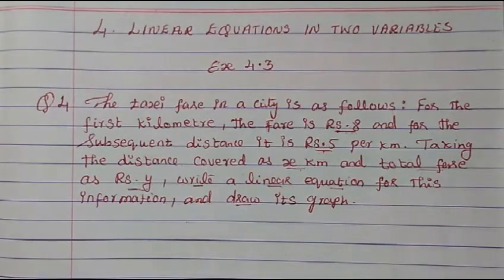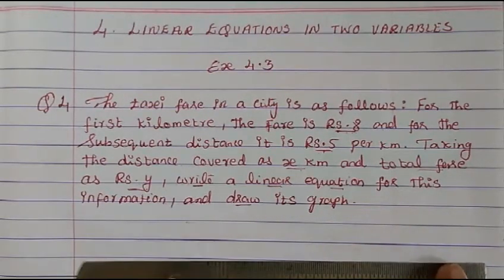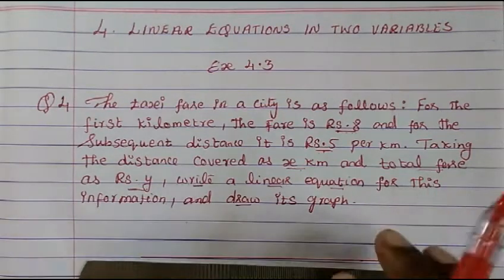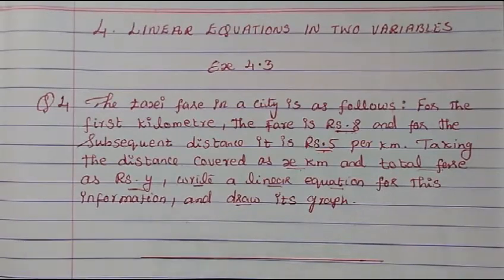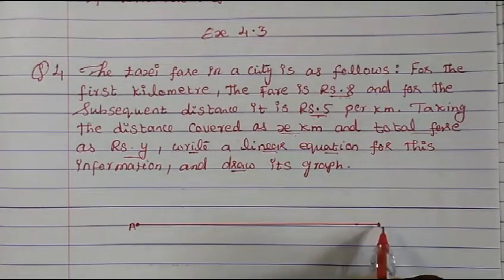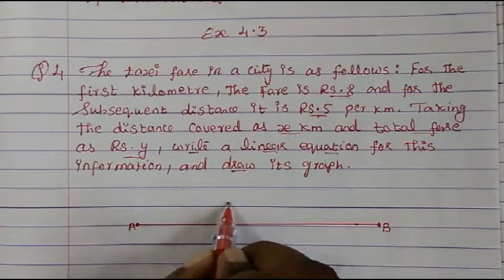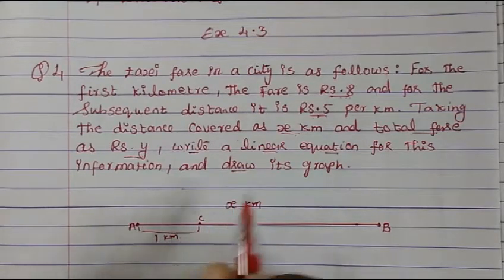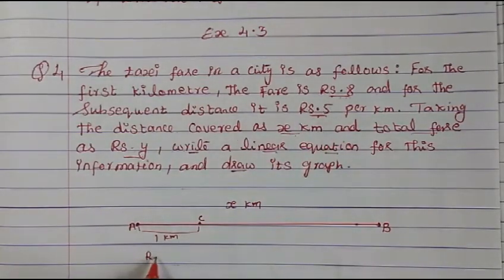Now let's find the equation for this. First let's consider there is a total distance. We don't know it. Let's consider we are at A and we have to reach B. So the total distance is x kilometer. But if you consider this point C, this is the first kilometer. From here to here it is 1 kilometer. And for the first kilometer, how much is it? Rupees 8. So up to here, A to C, rupees 8.